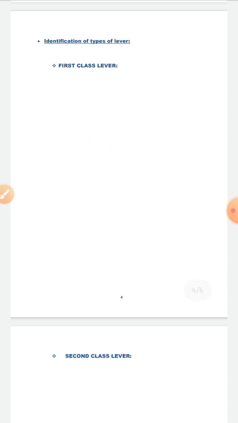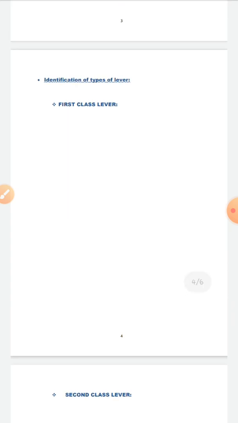Come to the next page, which will be considered the fourth page, where you give the heading identification of types of liver. And here you are going to mention each and every type of liver along with an example. So in the fourth page, first you start with the first class liver. In this first class liver, you have to state about the first class liver with the example.